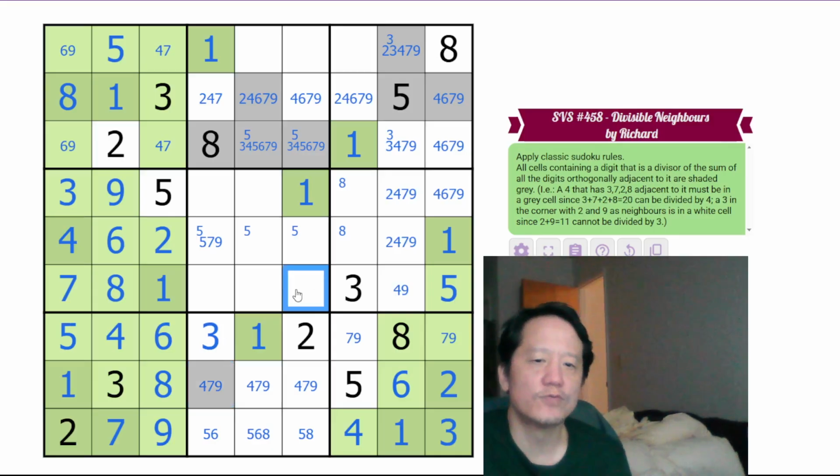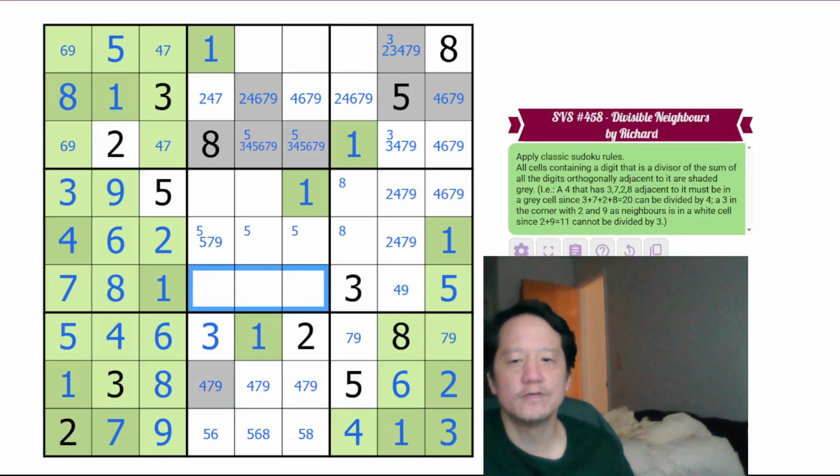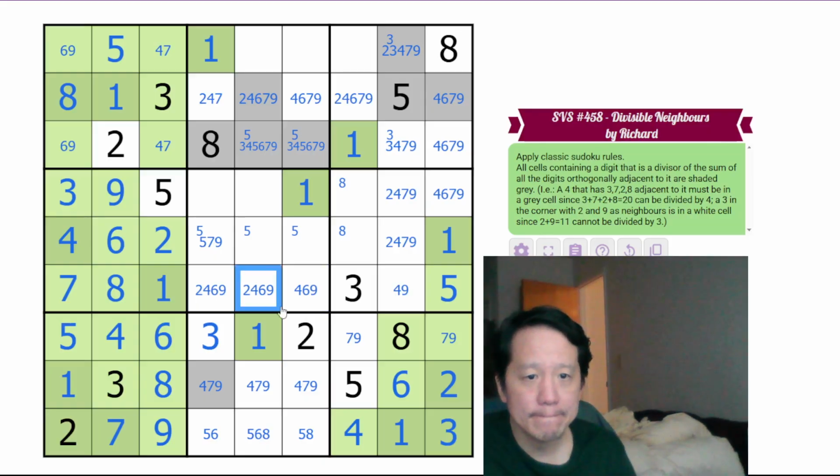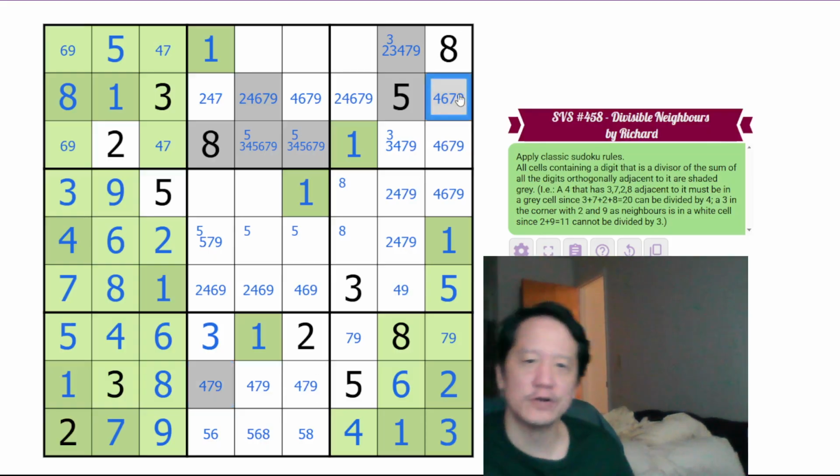Remaining digits of row 6. We have 2, 4, 6, and 9. No 2 here because of 2 in the column. Okay, this is interesting. This is kind of interesting.